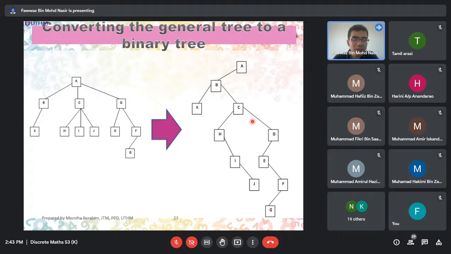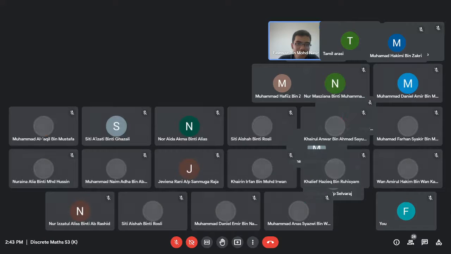Okay, jadi korang punya rule dia just ingat root of the general tree akan jadi root of the binary tree. Okay, the left hand child of the general tree akan jadi the left hand child of the binary tree. The sibling of any particular node dalam general tree ni akan jadi the right hand child, the right child of that sibling, that node. Okay, jadi contohnya saya tunjuk sikit macam mana nak convert proses dia.